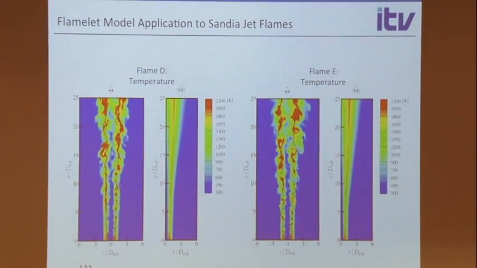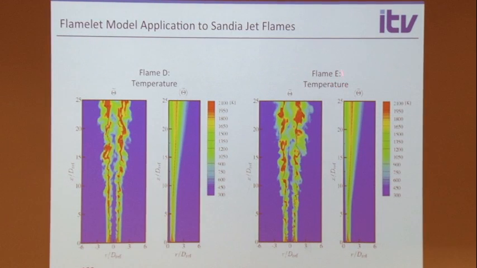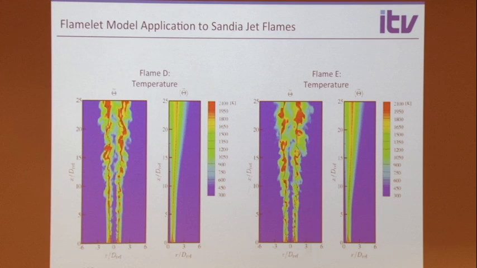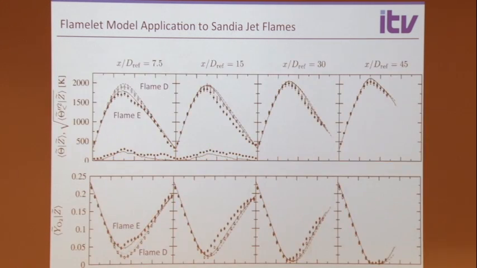Remember, I showed you this flame D and flame E. I showed this to you from the transported PDF calculations, and I showed you that in that model you can get local extinction. You can predict local extinction. So this here is close to the nozzle, downstream and further downstream.